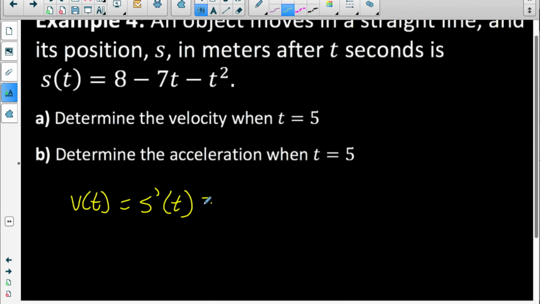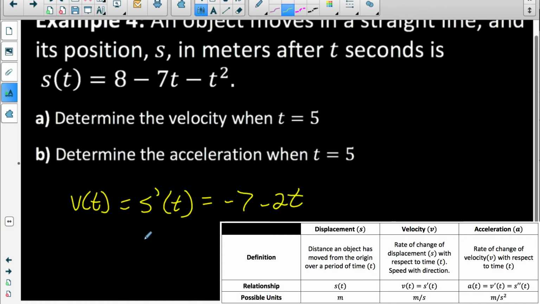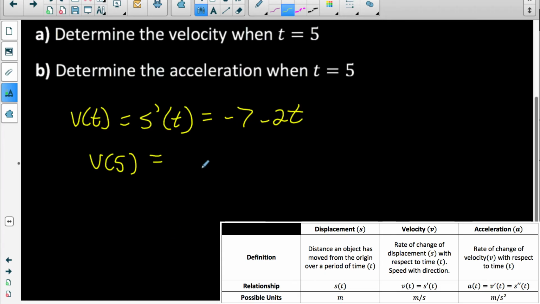So s prime at t equals, differentiate this, 0, negative 7, minus 2t. And let's find the velocity at 5. So all we have to do is negative 7 minus 2 times 5, and we get negative 17 meters per second.